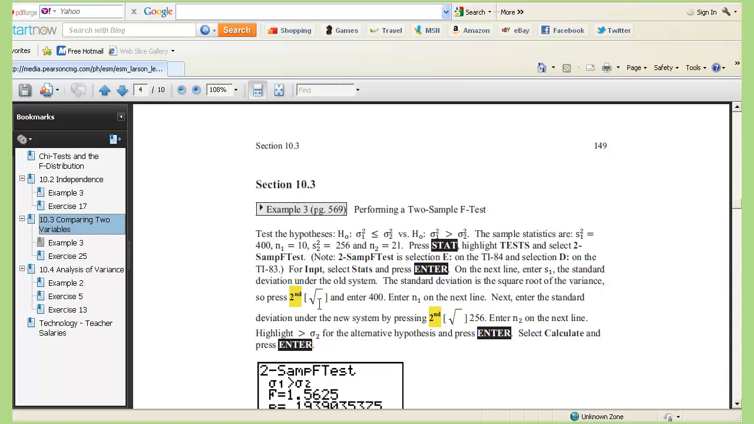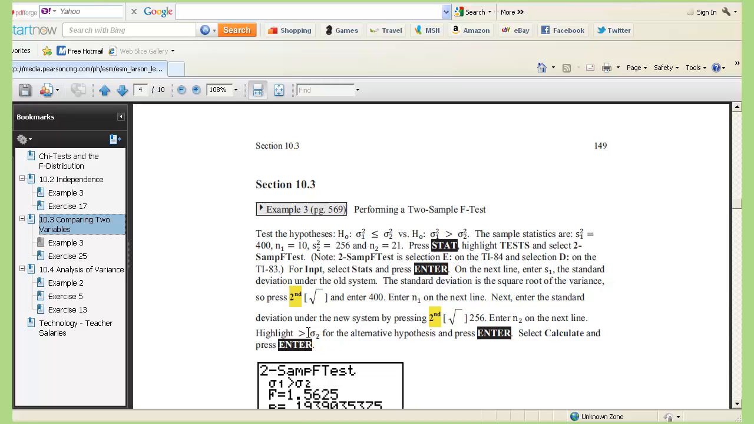The standard deviation would be the square root. So in order to find square root, I have to press second and the square root sign and then enter 400. On the next line, I'm going to enter 10 because that's my sample. Then the next line, I'm going to do the standard deviation of 256. So I'll press second, square root, 256, and I'll enter 21 for the data amount.